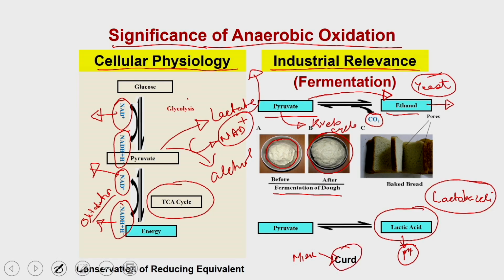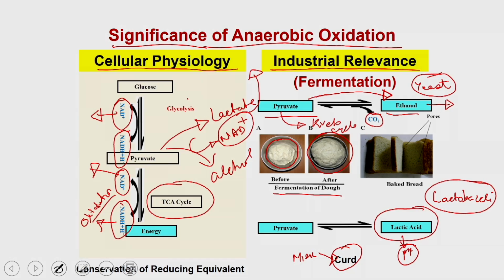So, the anaerobic oxidation has a very huge industrial relevance. We have only discussed two examples. One is the production of ethanol or the production of bread, the other one is the production of curd. But apart from these two pathways, there are many pathways found in many other different organisms to generate different types of metabolites, and these metabolites have very high economic value in the industrial context.